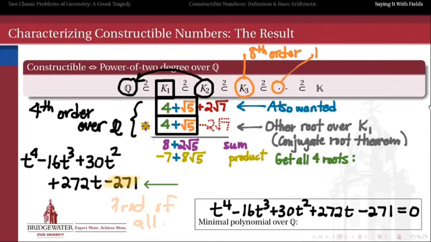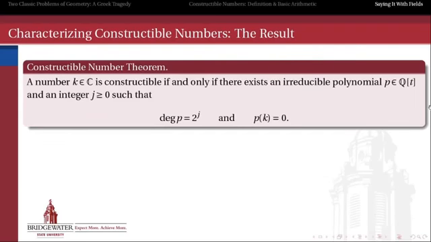We could keep going. Those elements we find in K3 are going to have 8th order over the rationals. Those that we find in K4 are going to have 16th order over the rationals, and so on and so on. And so we arrive at the big finish of this. How are we going to characterize constructible numbers? Numbers are constructible exactly when they have an order over the rationals, which is a power of 2.